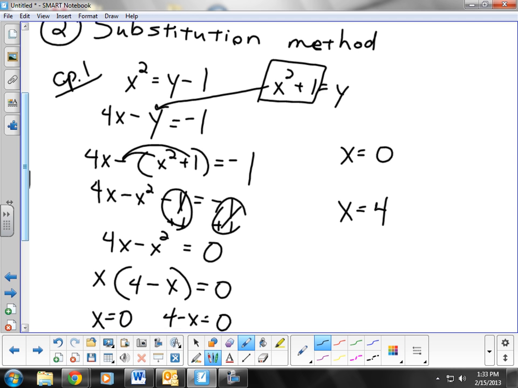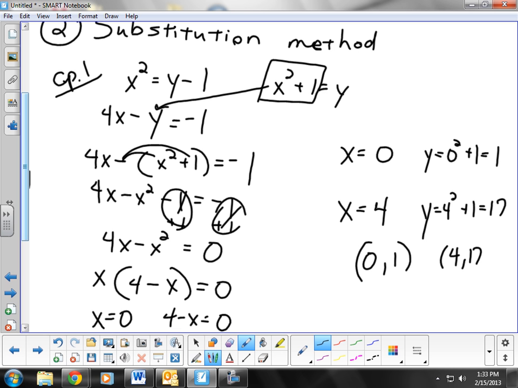So if x is 0, then y is equal to 0 squared plus 1, which is 1. And y is equal to 4 squared plus 1, which is 17. So I have two pairs, or 2 points, that both together form my solution. Now, we said we couldn't have two solutions before. Why is this different?